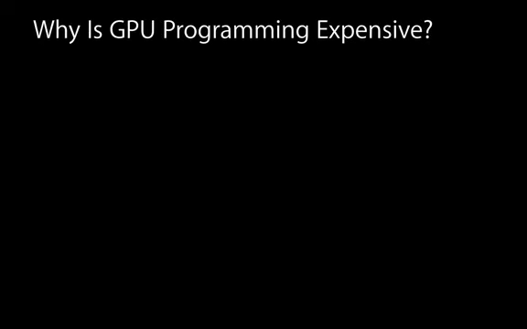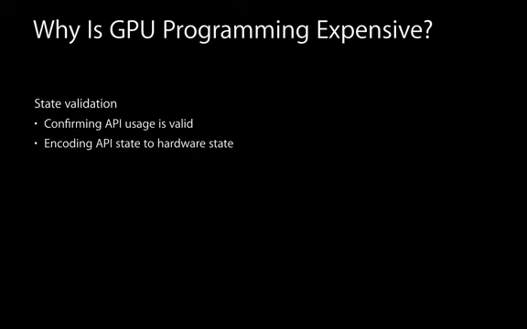Now, why is this GPU programming so expensive on the CPU? To understand what we did with Metal, it's helpful to take a deeper look here too. And there are three main reasons. First, you have what's called state validation. Now, some people think state validation is just having the implementation verify that you're calling the API in the right way. And that's certainly true. But it also involves encoding the state from the API to the hardware and translating it, and oftentimes looking at different aspects of the state and different state objects in the API and figuring out how to combine them into a way that the hardware is going to understand.